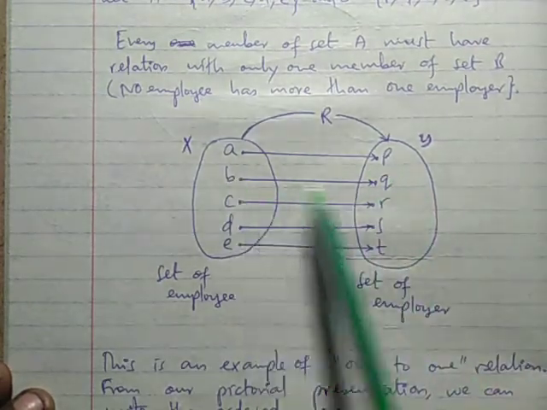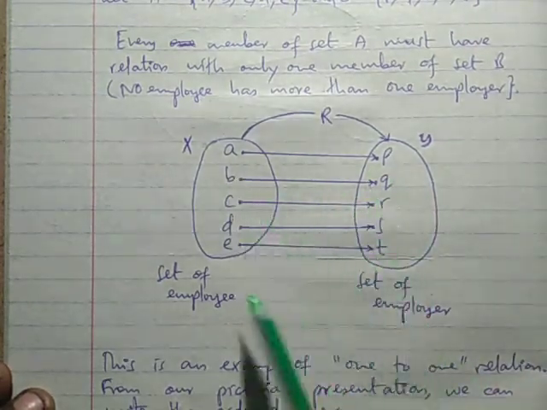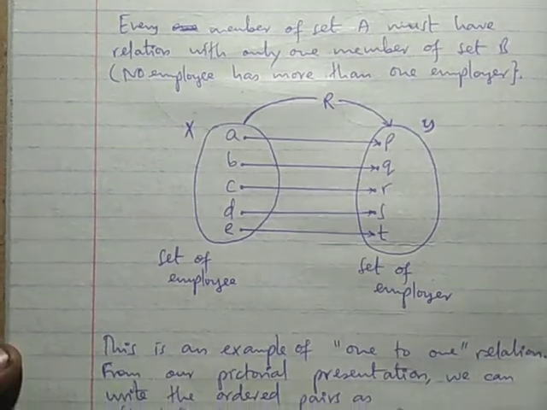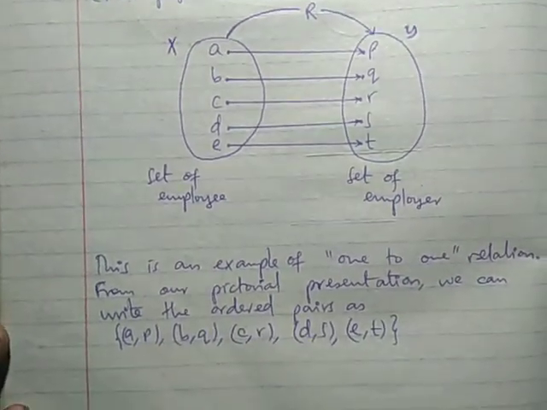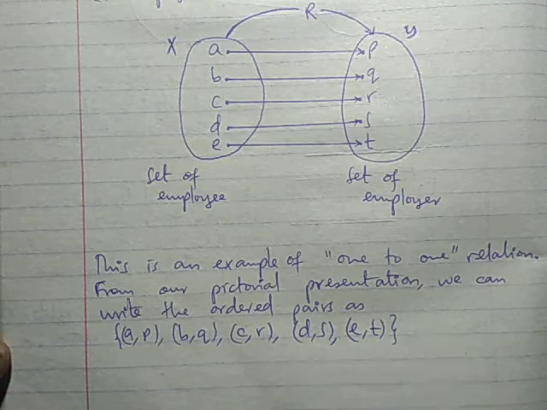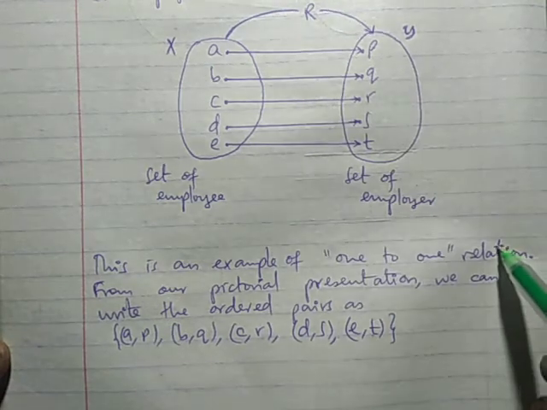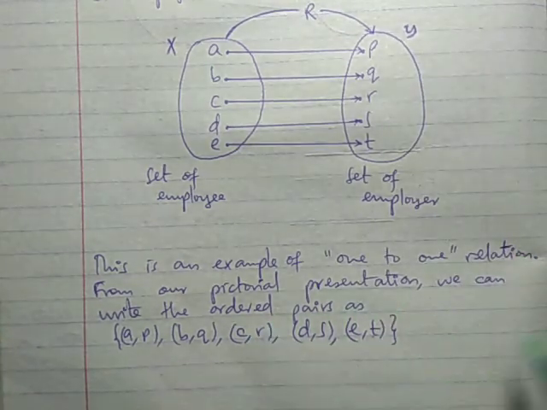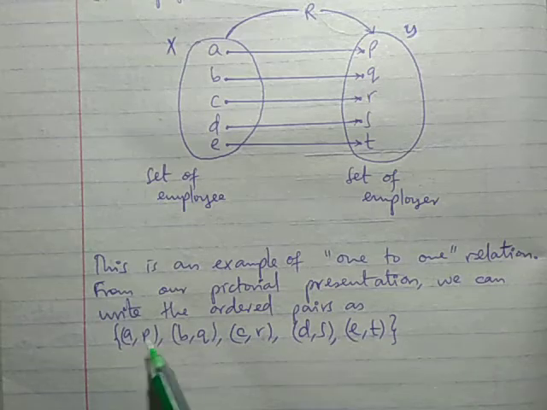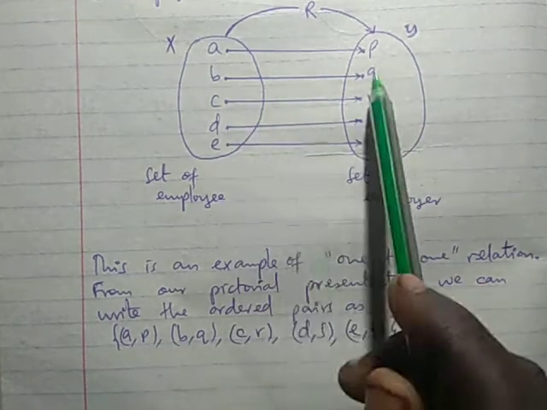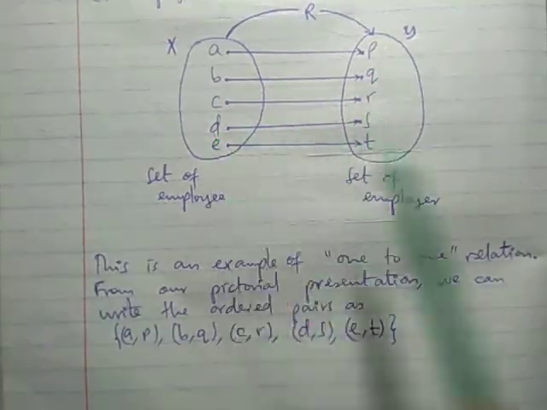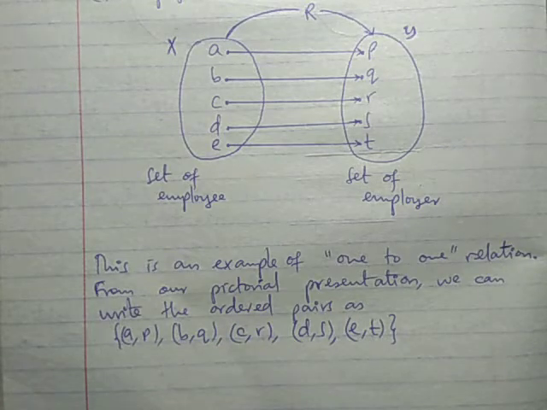A with P, B with Q, C with R, D with S, and E with T. So from this relation, this is the one-to-one relation. Ambao tunaweza kuandika ordered pairs from the relation or pictorial presentation. We can write the ordered pairs A, P, B, Q, C, R, D, S, and E, T. I was just giving you a few examples of the one-to-one relation.